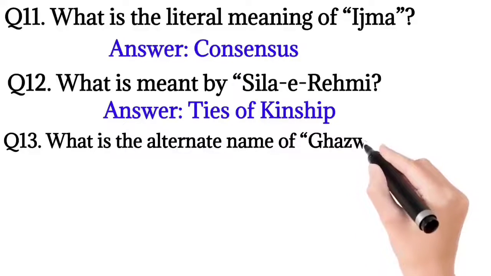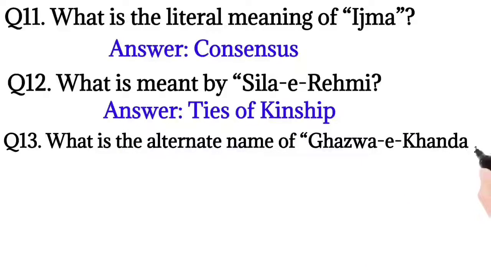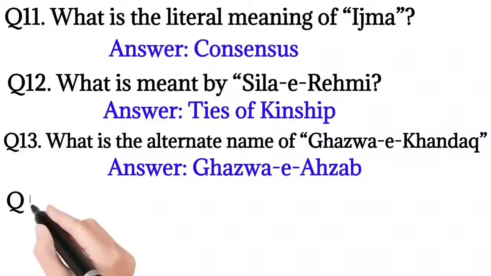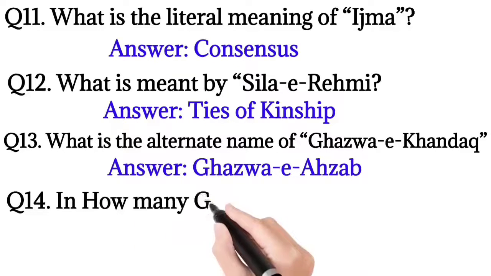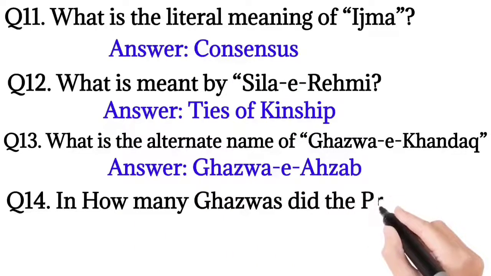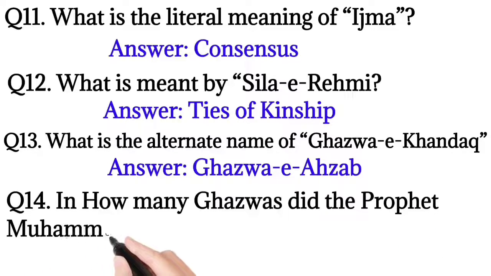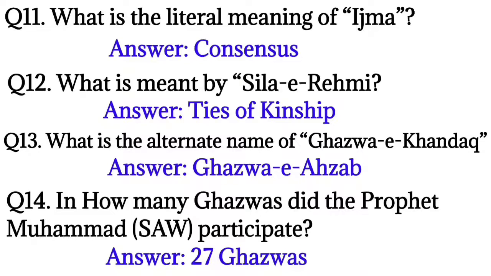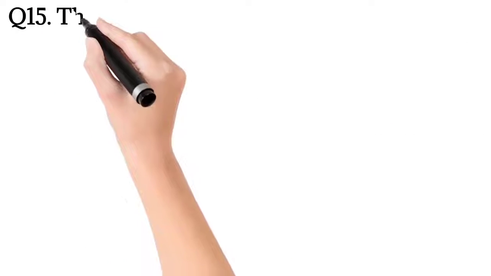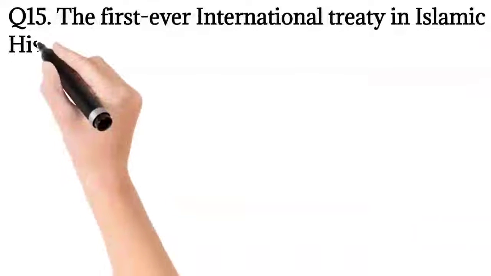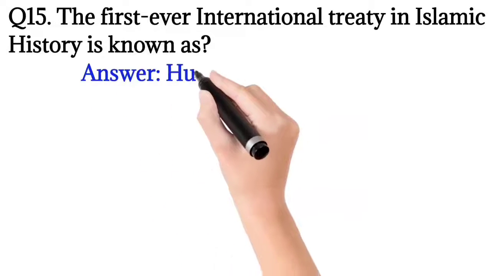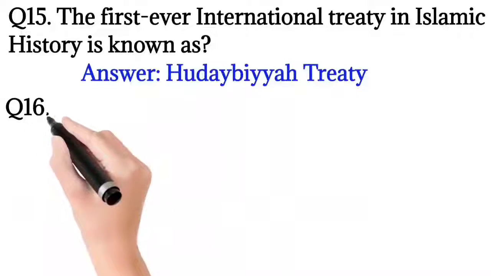Question number 13. What is the alternate name of Ghazwa Khandaq? So the answer is Ghazwa Ahzab. Question number 14. In how many Ghazwa did the Prophet Muhammad sallallahu alaihi wasallam participate? So the answer is 27 Ghazwa. Question number 15. The first ever international treaty in Islamic history is known as? So the answer is Hudaybiyah Treaty.